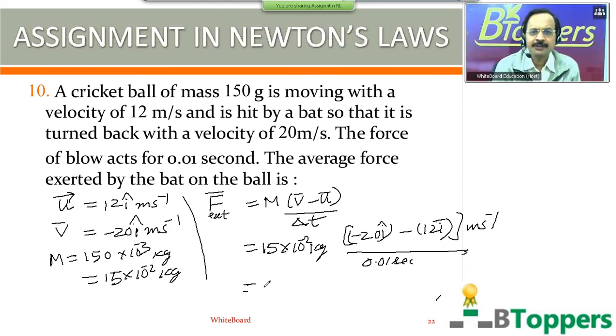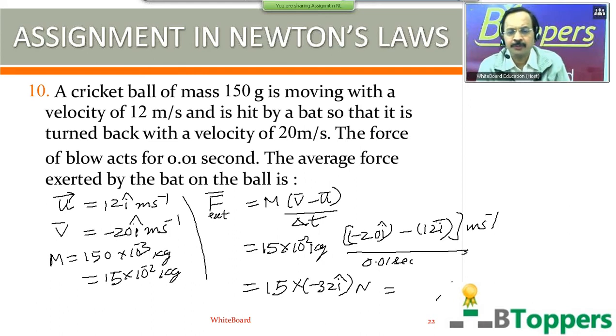So you can simplify further: 15 into minus 32 i cap Newton. The negative sign indicates that the force acts opposite to the direction of the initial velocity. That means the force on the ball by the bat acts opposite to the direction of the initial velocity. So you get minus 480 i cap Newton. So the magnitude of the force will be 480 Newton. So the answer will be 480 Newton.